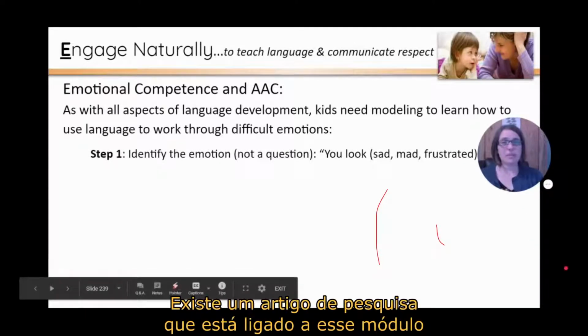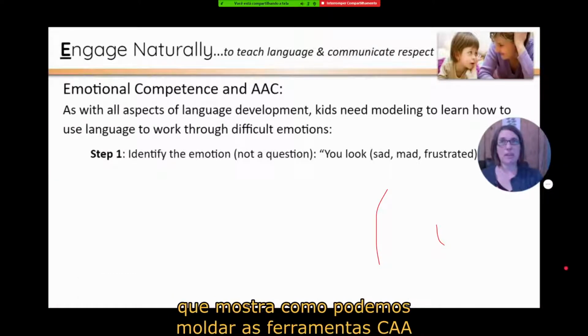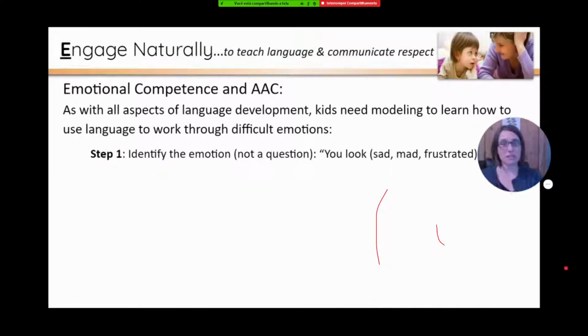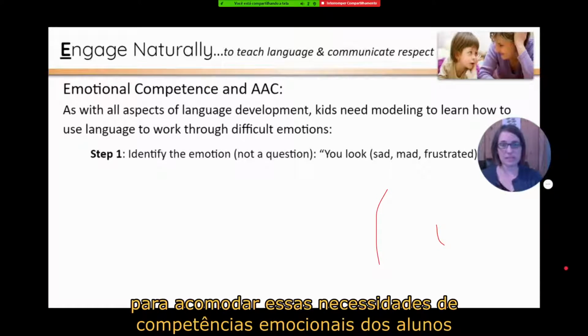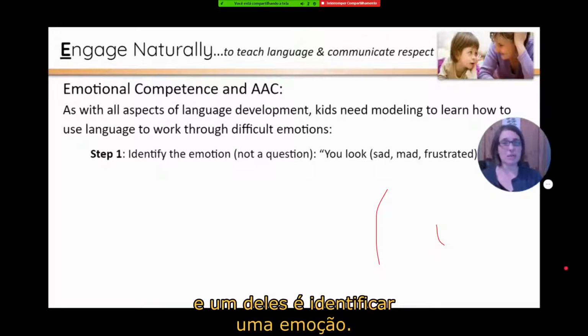There is a research article that is linked in this module that looks at how we can shape AAC tools to meet these emotional competence needs of students. And it talks about a 3-step process. And one of these is identifying an emotion.